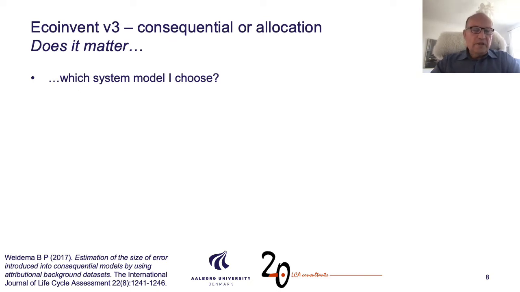Version 3 of the Ecoinvent database has both a consequential version and a number of allocation versions or attributional versions. Does it matter which system model you choose? This I investigated some years ago.